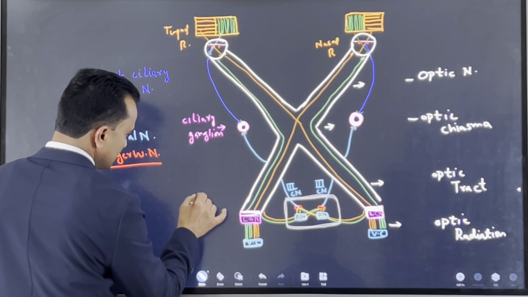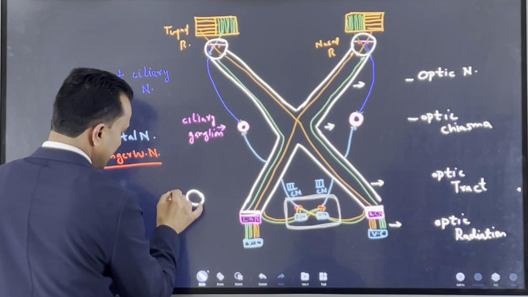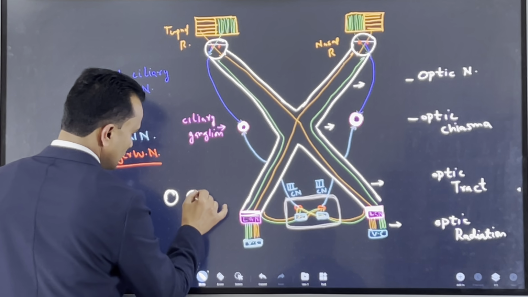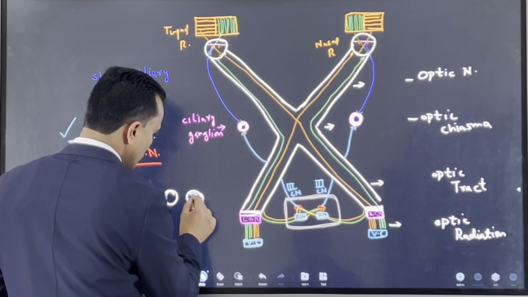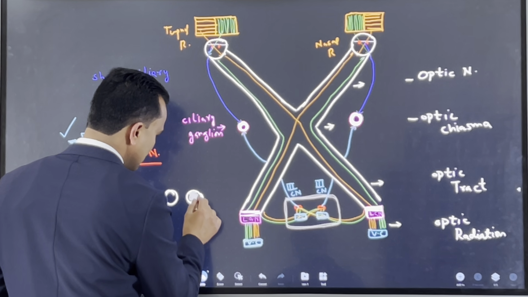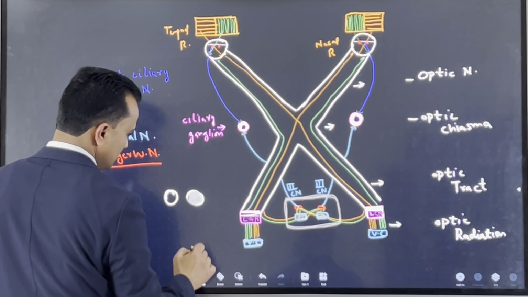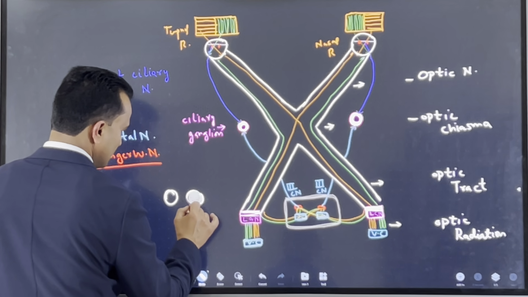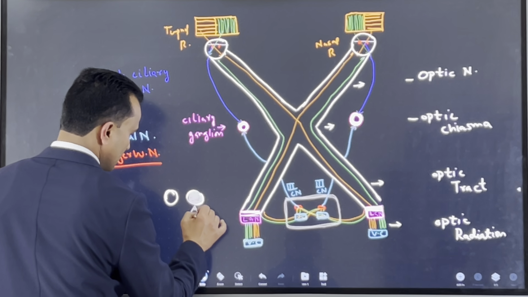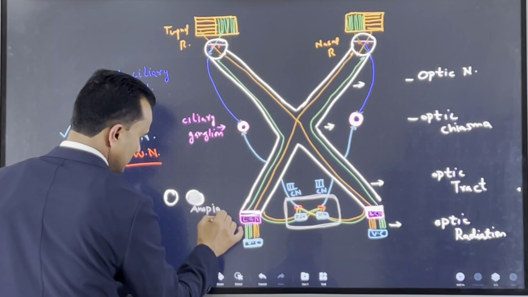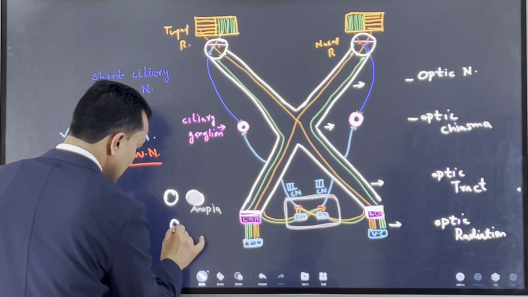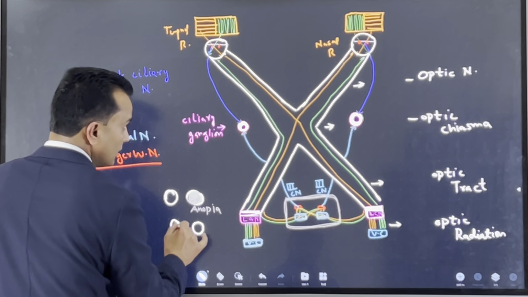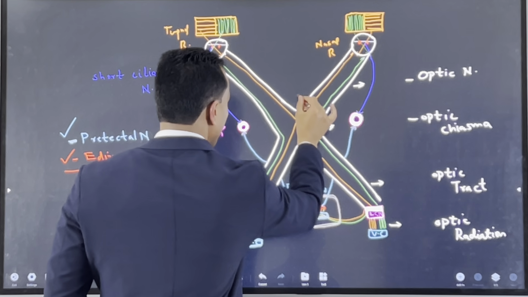Suppose one person has an injury, this is the right eye and this is the left eye. If there is an injury in the right eye, the person has complete blindness in the right eye. So this is right anopia.